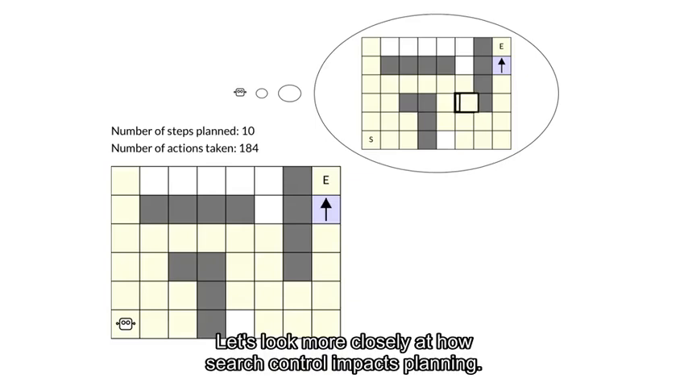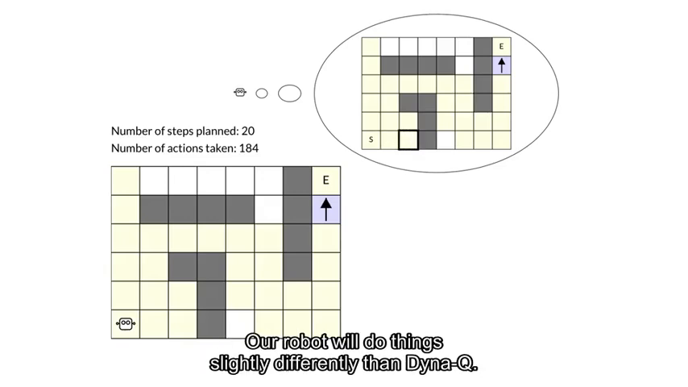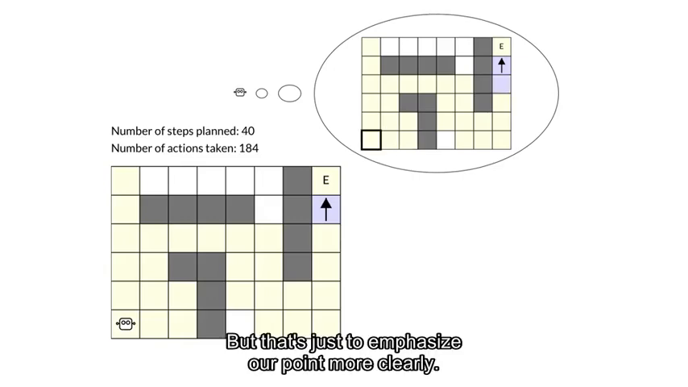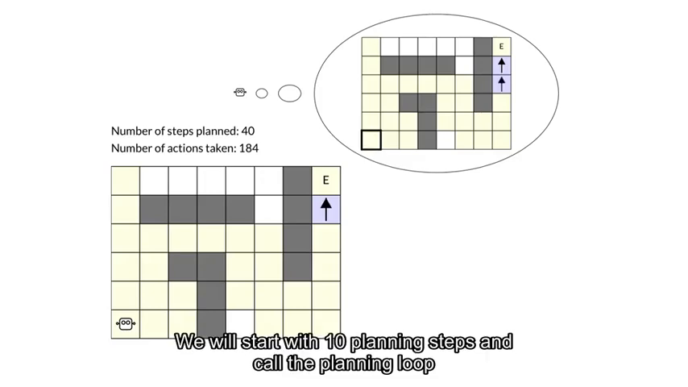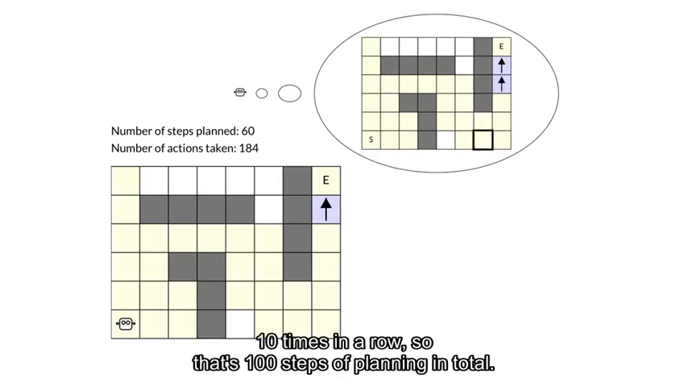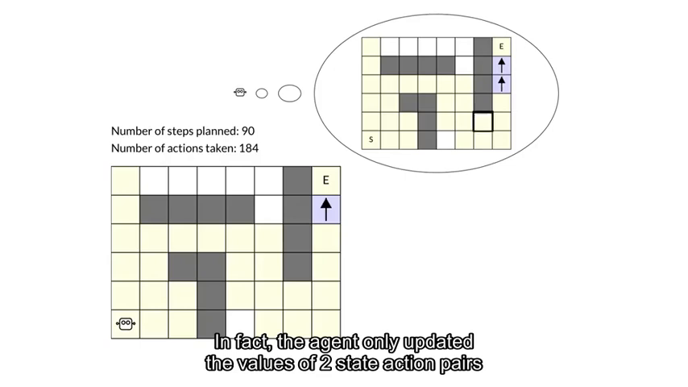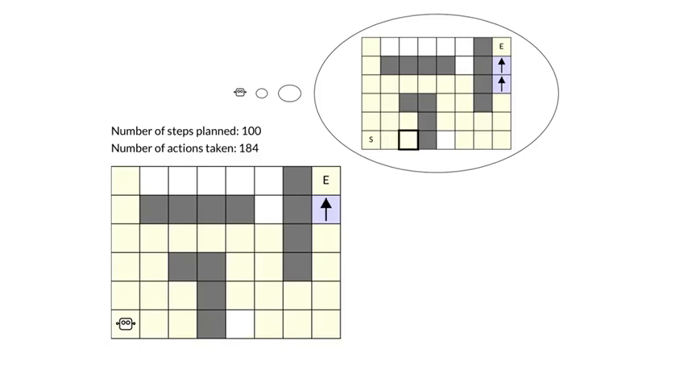Let's look more closely at how search control impacts planning. Our robot will do things slightly differently than DynaQ, but that's just to emphasize our point more clearly. We will start with 10 planning steps and call the planning loop 10 times in a row. So that's 100 steps of planning in total. As you can see, many of the planning updates fail to change the value function. In fact, the agent only updated the values of 2 state action pairs after 100 steps of planning.